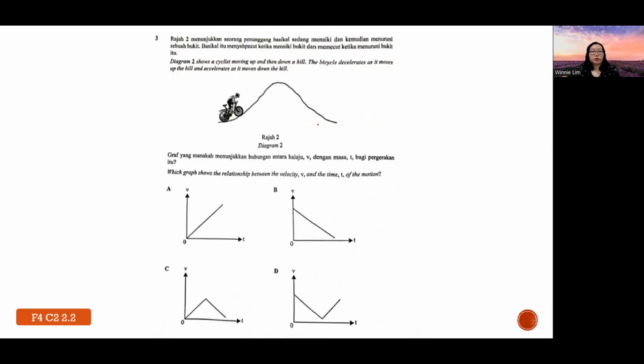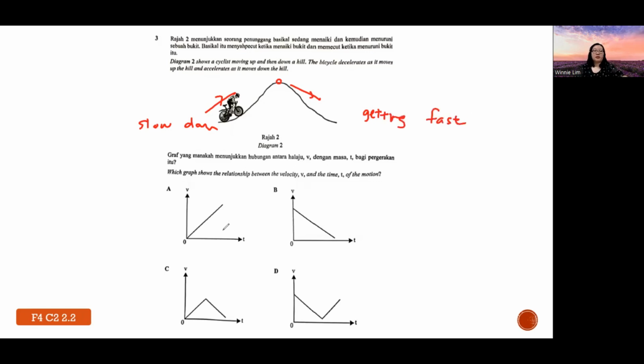Next question, question 3. Diagram 2 shows a cyclist moving up and then down a hill. The bicycle decelerates as it moves up the hill and accelerates as it moves down the hill. Makes sense, right? When you go uphill, you find it difficult as the hill is steep. But when you are at this point and go down again, you get faster. So first you need to get the idea: when you go up, you slow down, and when you go downhill, you get faster or accelerate.